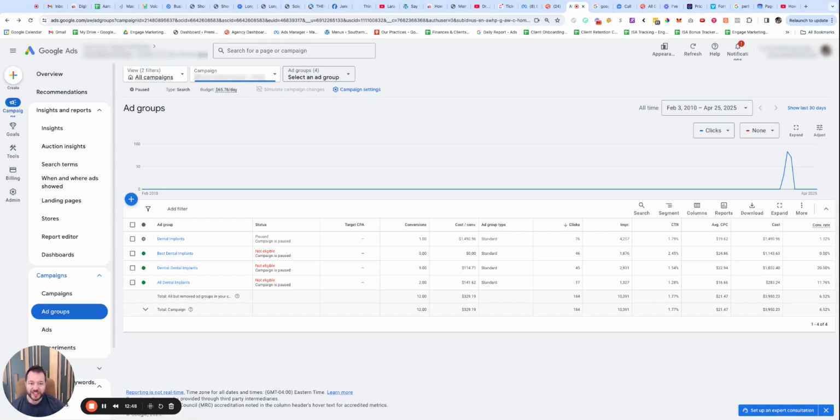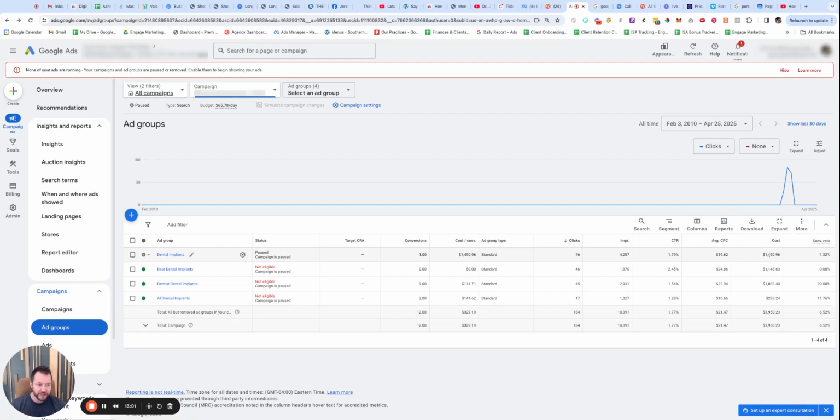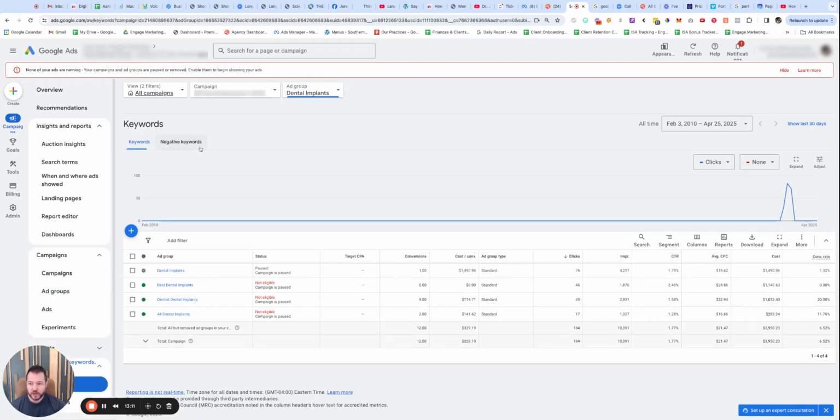Now, if we look at some of these other ad groups on here, they're all going to be the same, okay? So $1,500 on this ad group, $1,100 on this ad group, $1,000 on this ad group. Well, let's just go into the top one here.